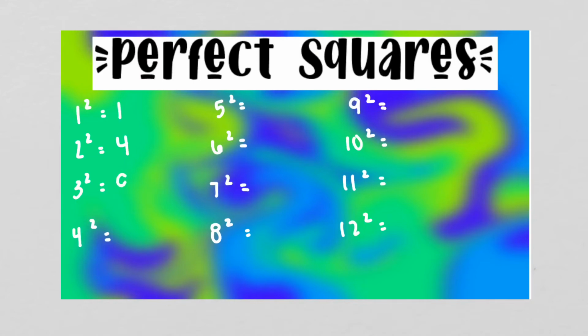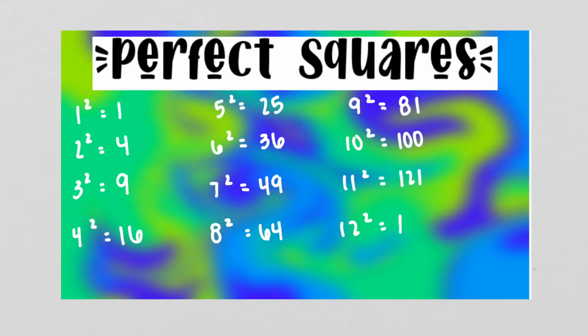3 squared is 9. 4 squared, 16. Remember, you're just multiplying the number by itself. So 4 times 4, 3 times 3. 5 times 5 for 5 squared is 25. 6 squared, 36. 7 squared, 49. 8 squared, 64. 9 squared, 81, 10 squared, 100, 11 squared, 121, and 12 squared, 144.